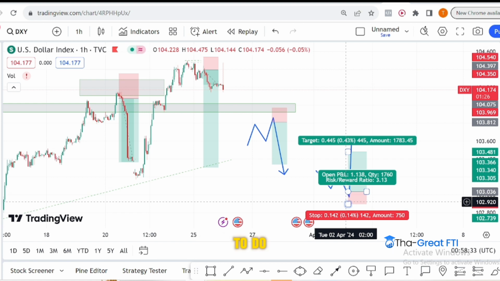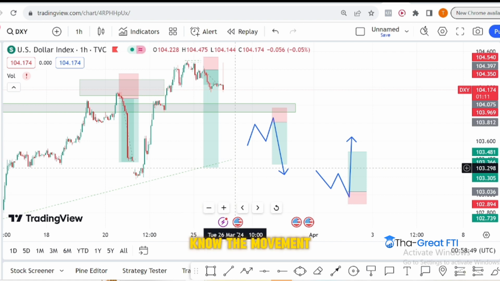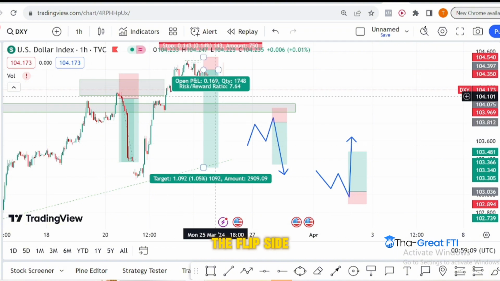You don't even need to do market analysis. You don't need to analyze the market. You don't need to analyze EURUSD. As long as you have analyzed DXY and you already know the movement that the market is trying to go to, just go to the opposite movement on EURUSD. It's that easy. When I say go with the opposite movement, I don't mean you should enter the trade without using stop loss or all of that. You need to use stop loss and all. But what I'm trying to tell you is DXY is just the flip side of EURUSD.